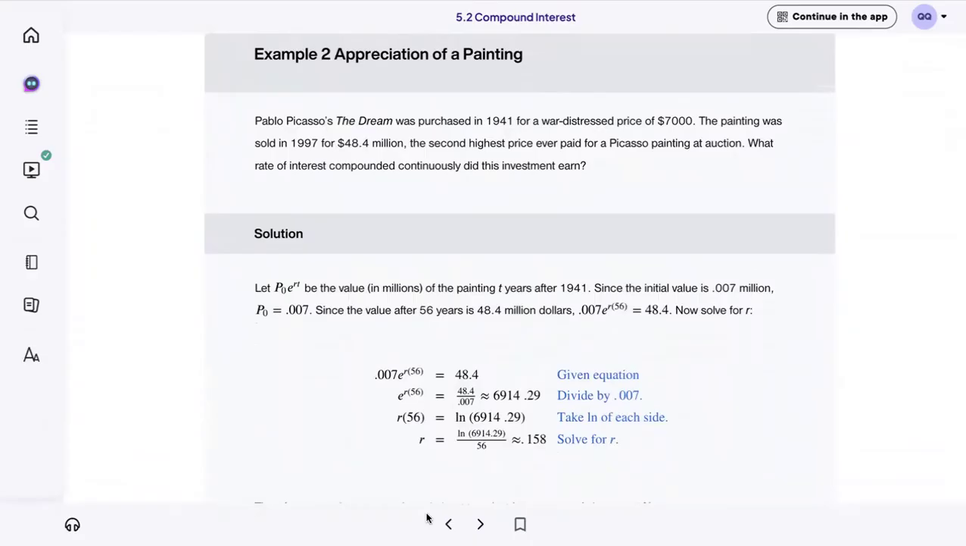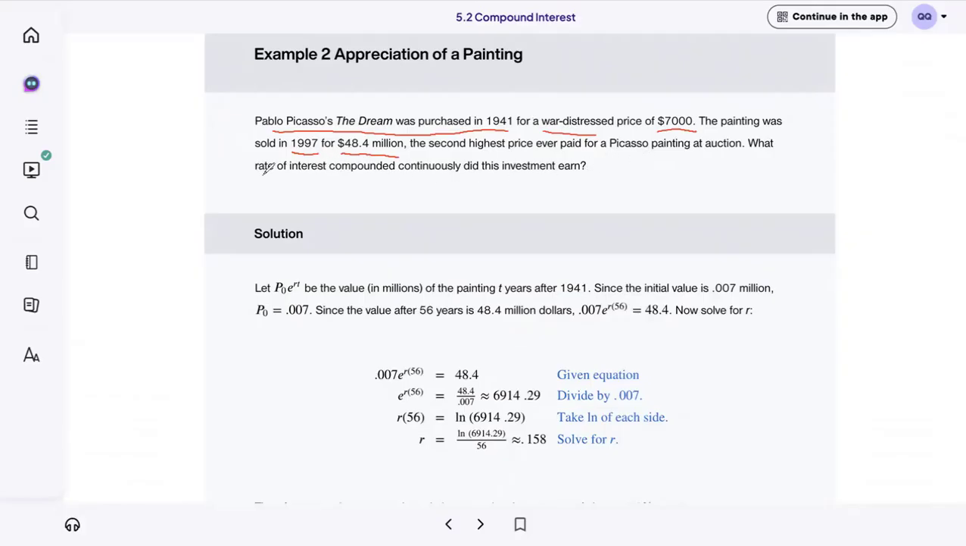Let's see how we use this in other life applications. So Picasso's The Dream was purchased in 1941 for a price of $7,000. 1941 was war distressed. The painting was sold in 1997, 56 years later, for $48.4 million. The second highest price ever paid for a Picasso painting at auction.